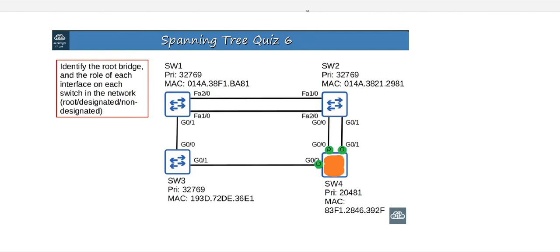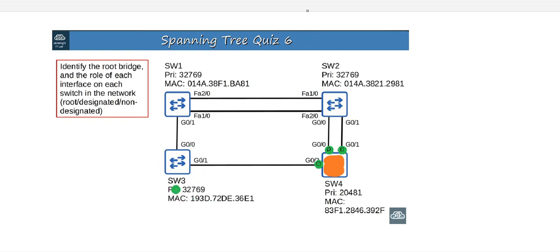Now what we can then do is, for the remaining switches in the topology, they must have one and only one root port. How do we find the root port? The root port is found by finding the lowest root cost on every switch. The root cost is the cost of the path of the outgoing interface to the root switch, to the root bridge.